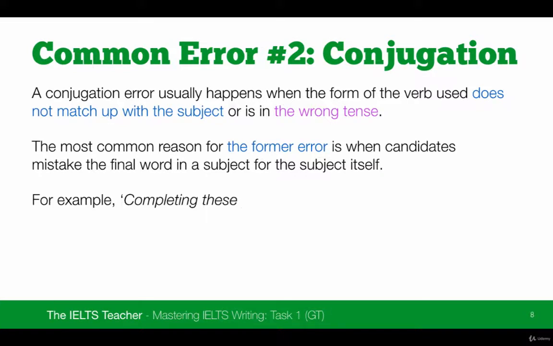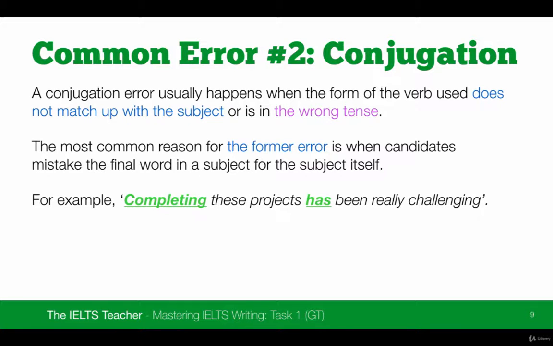Let's have a look at an example. Completing these projects have been really challenging. So sometimes people see the word projects, which is in the plural, and they use that as the subject. They think that that word is the subject, and therefore they use the plural conjugation of has, which is have. But the problem is that projects is not the subject. The subject is completing these projects, which is a singular action, completing. So you've got that gerund there to start things off. Because it's singular, it should be has and not have.